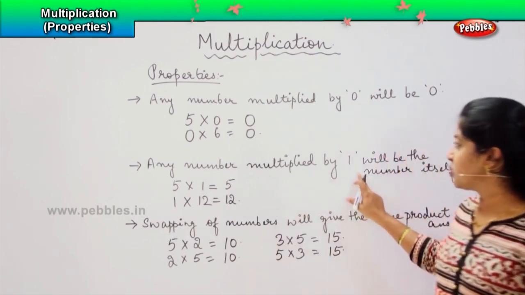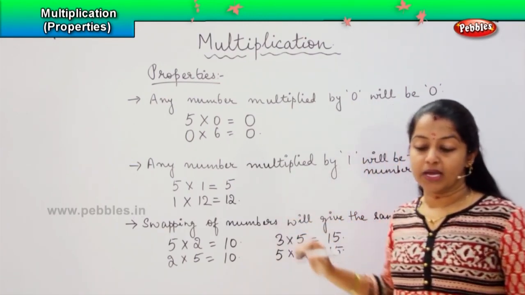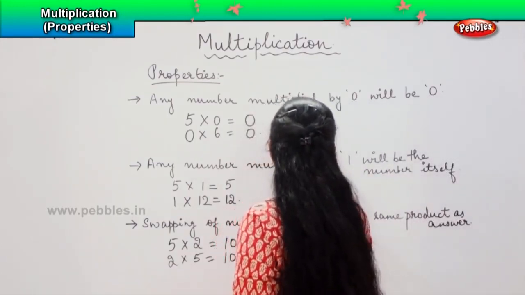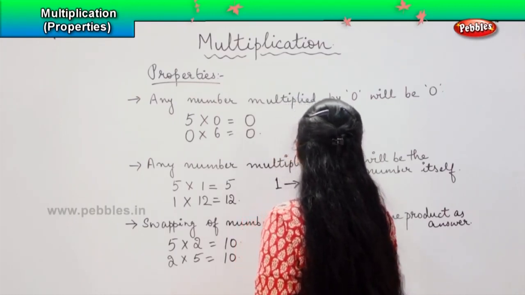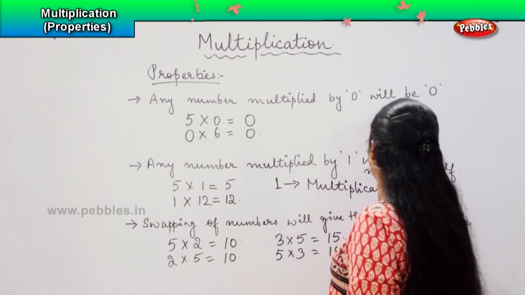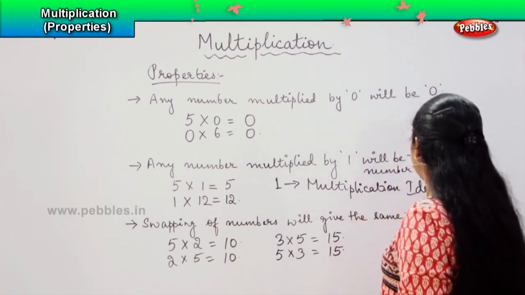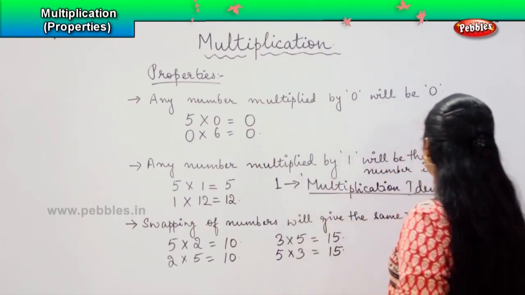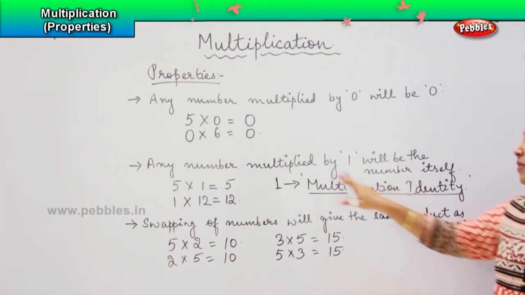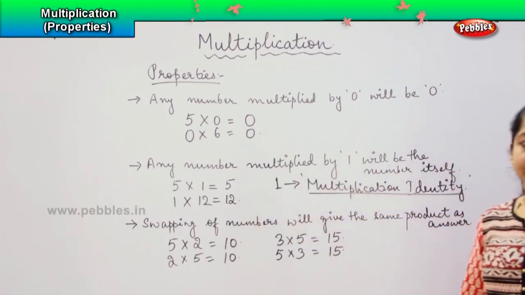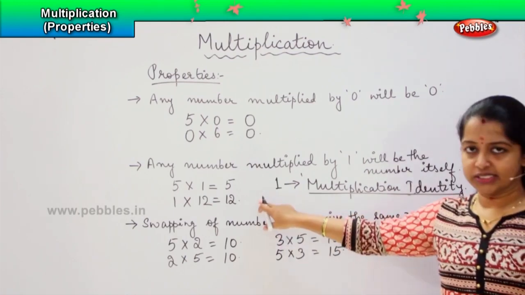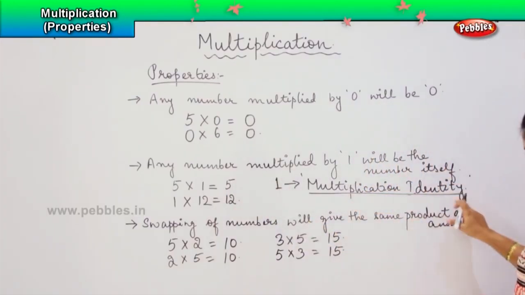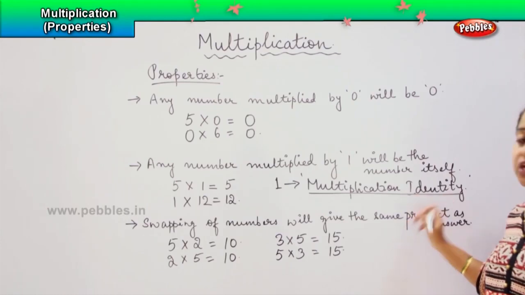So, in this, children, 1 is also called my multiplication identity. So, what do you mean by this? Why is only this number 1 considered as my multiplication identity? The reason is because whatever you multiply by 1 will give you the answer itself. Okay? There will be no change in the answer. Whichever number you are multiplying by 1, the same number will be the answer. That is the reason 1 is called my multiplication identity.